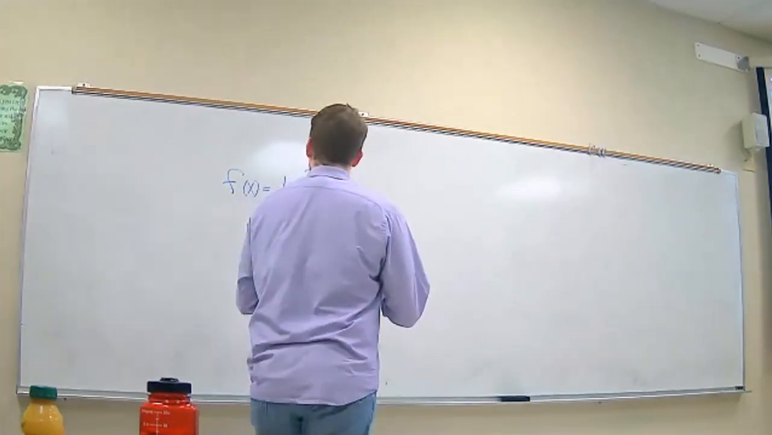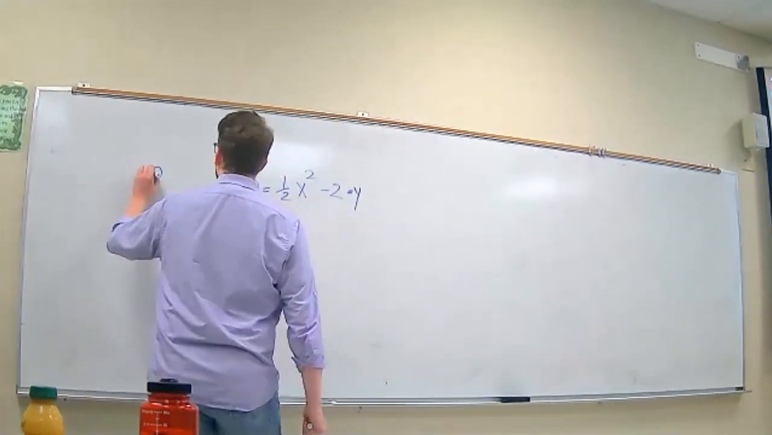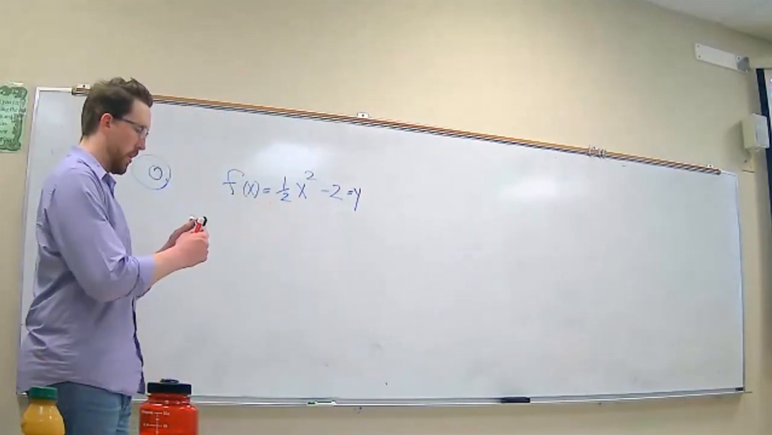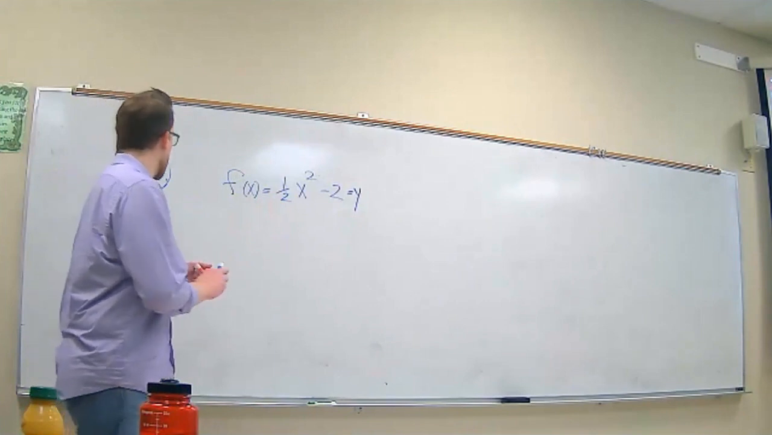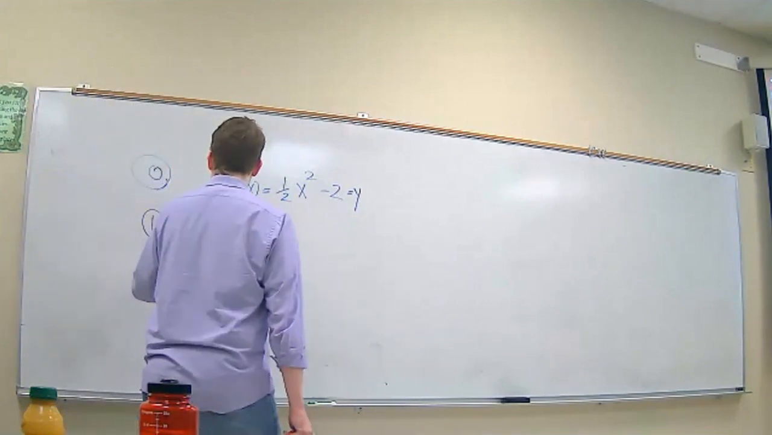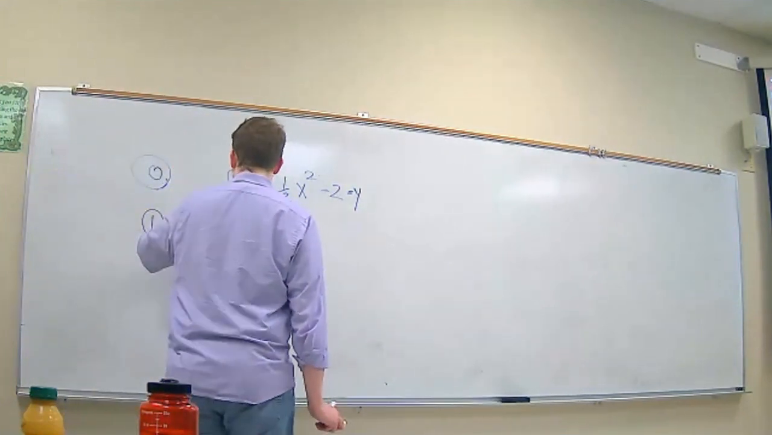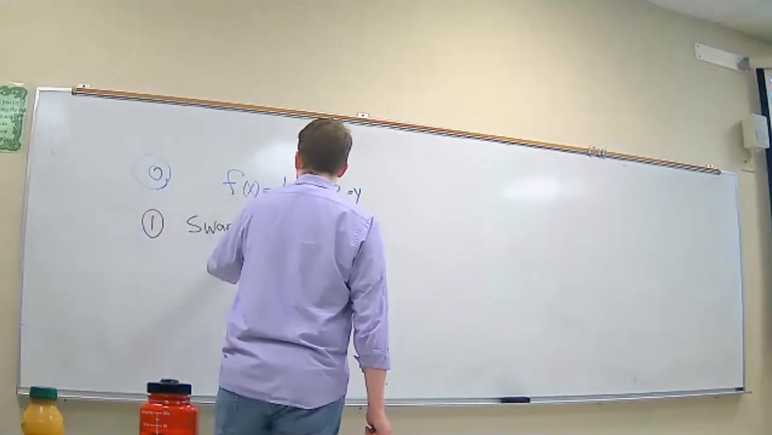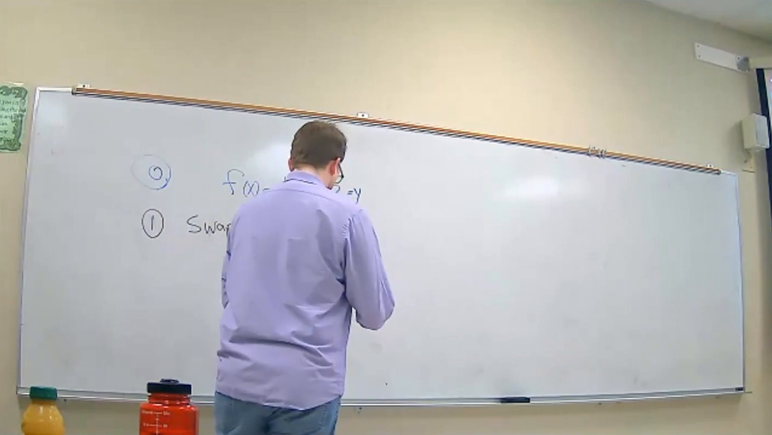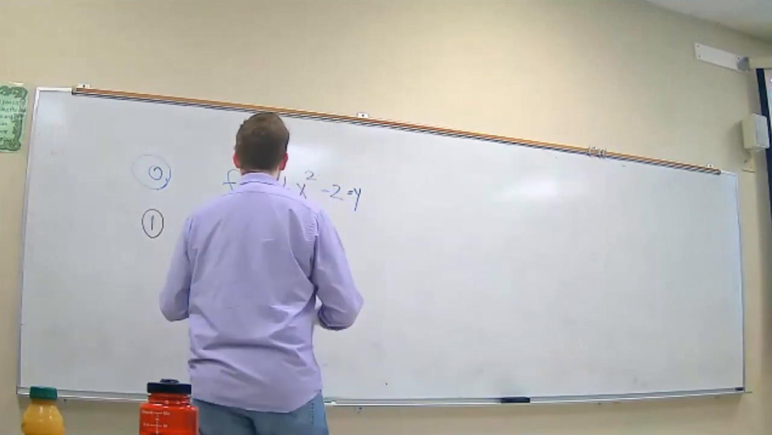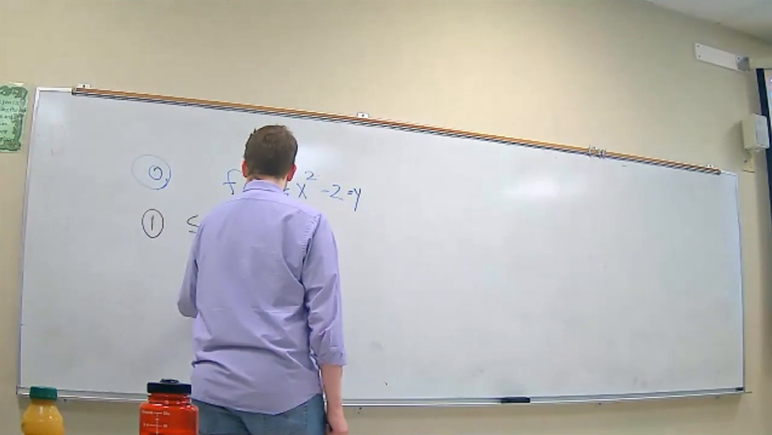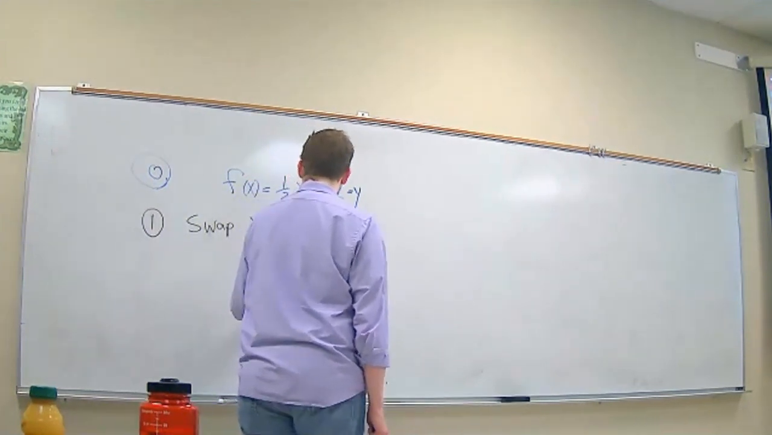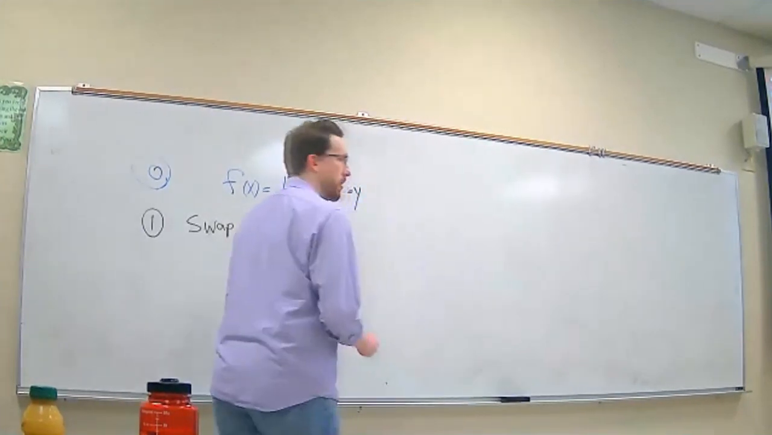All right, so this is like step 0, just getting everything set up to look at, right? Step 1, swap x and y. So now that's going to look like 1/2 y squared minus 2 is equal to x.